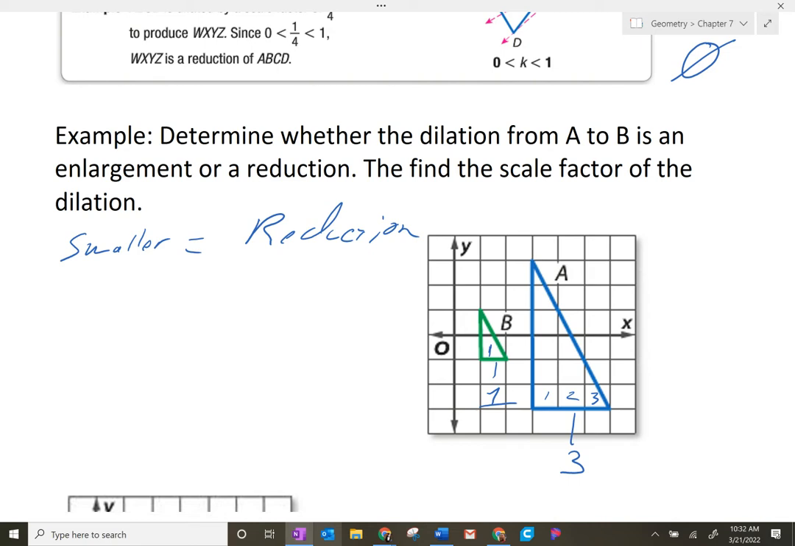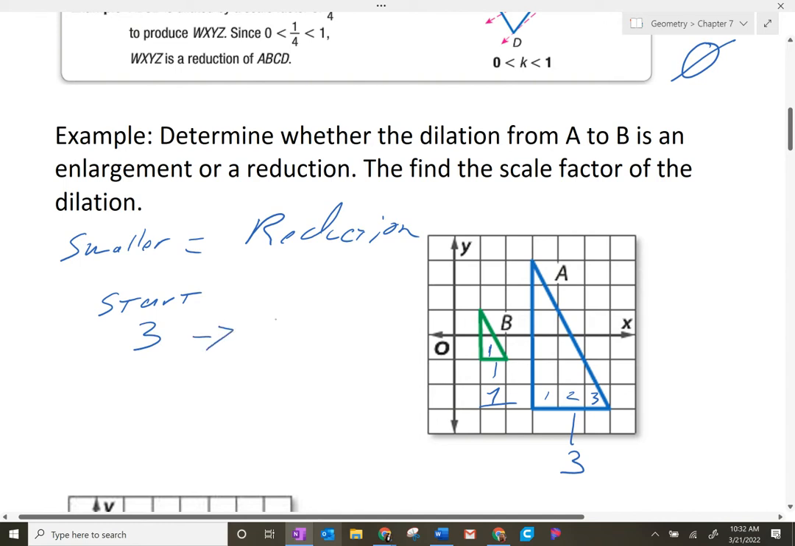Okay? So I'm going to write it out this way. It's starting at a 3, and it's turning into a 1. So for me to figure out what that reduction is, I'm going to look at this number and this number. What it ends up as, I'm going to divide by what it started as. So it ends up at a 1, and I'm going to divide by what it starts at. I'm going to write that out because it will work out this way every time.